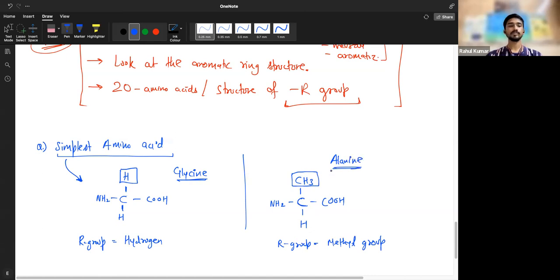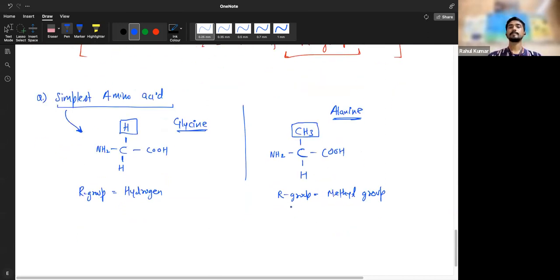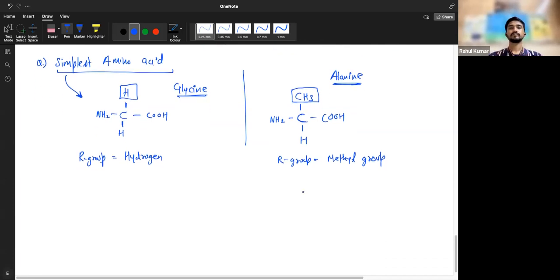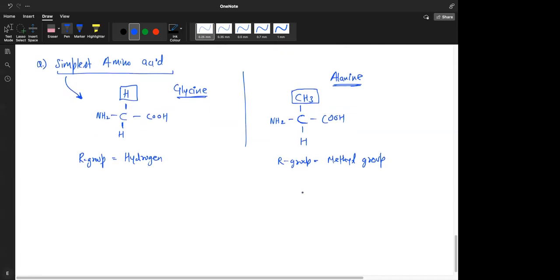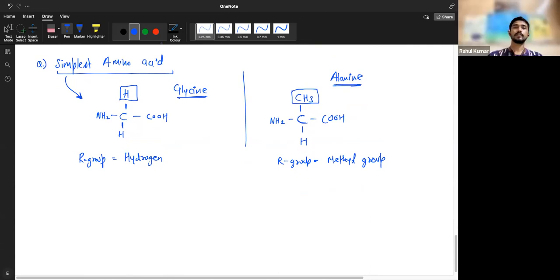Clear? These are the 2 simplest structures of amino acids. Is it clear, both of you, Aisha, Neeram? Yes. Okay. Now, in today's class, we'll start with the next important biomolecule called lipids.